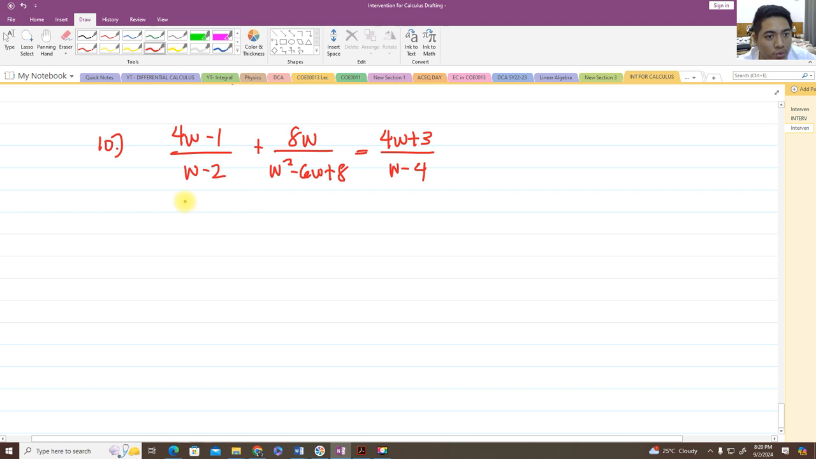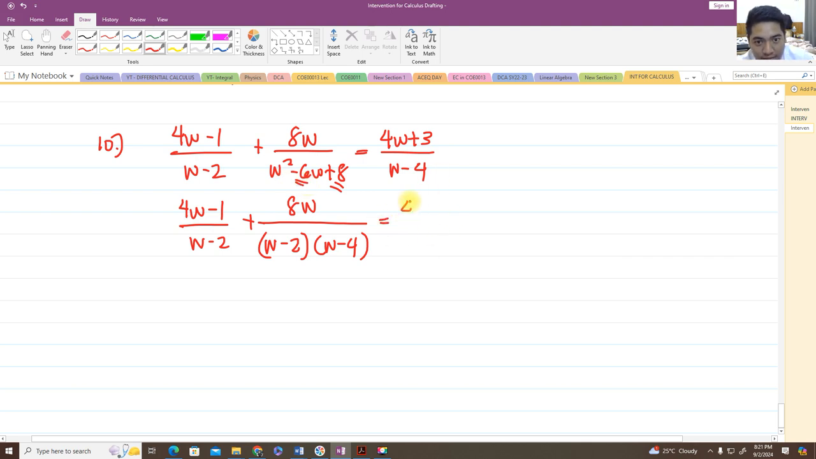So first, we need to get the factors of the second rational expression. So we factor w squared minus 6w plus 8. So that is basically w minus 2 and w minus 4. If we multiply negative 2 and negative 4, that's positive 8. If we add negative 2 and negative 4, that's negative 6. So obviously that is the factor.